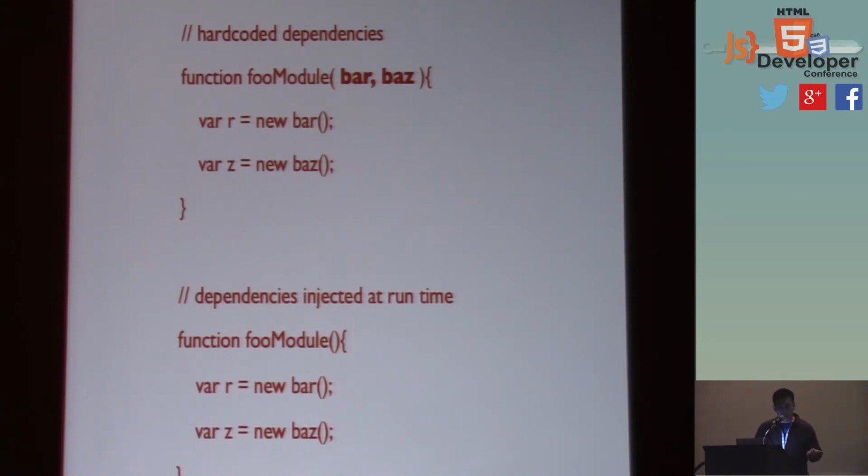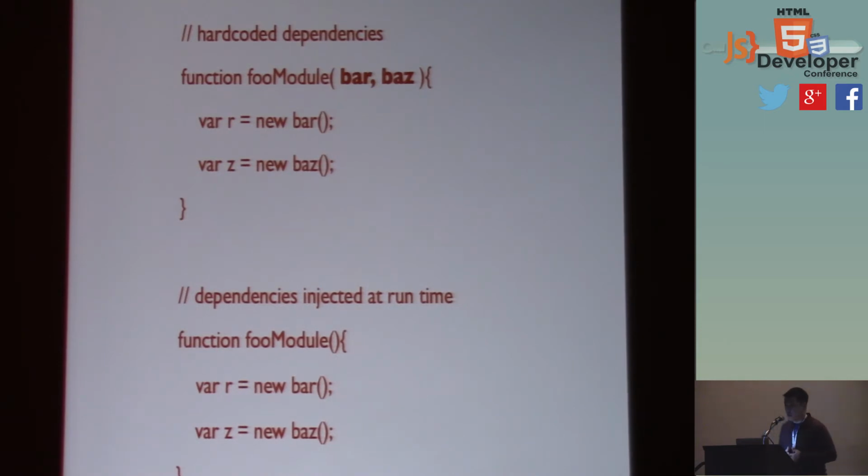With DI in place, we will not pass in that bar and baz. We will just use variable r equals new Bar. Where does Bar come from? If you are using some sort of DI library, it will inject Bar and Baz at runtime. Probably you say this is no big deal. We just want that thing there.